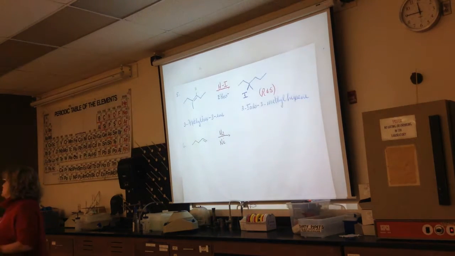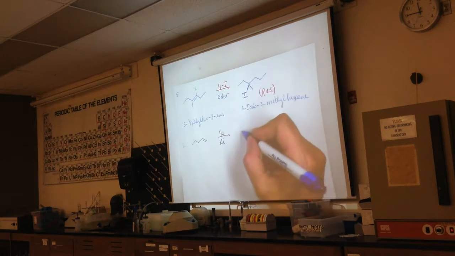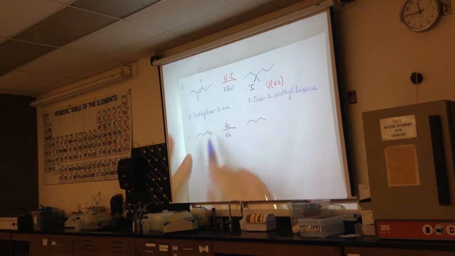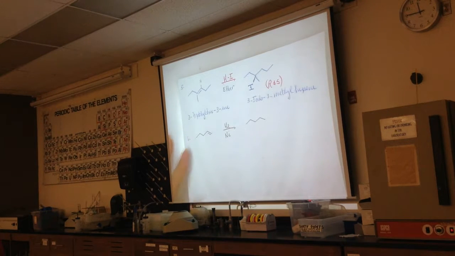Okay. This was called hydrogenation of alkenes. Hydrogenation of alkenes, you just end up with pentane. All you do is add hydrogens all across. This guy, what would be the name for the starting material?